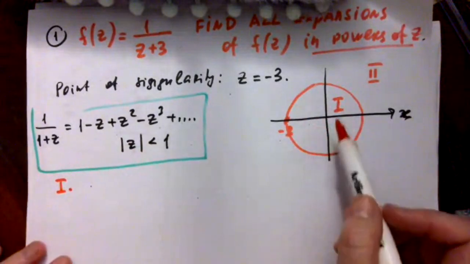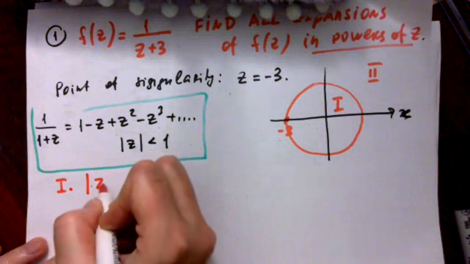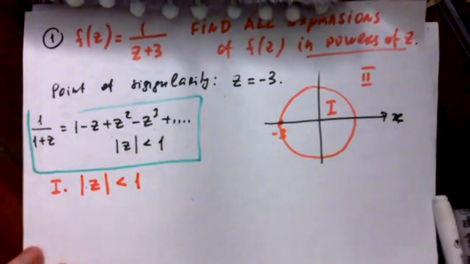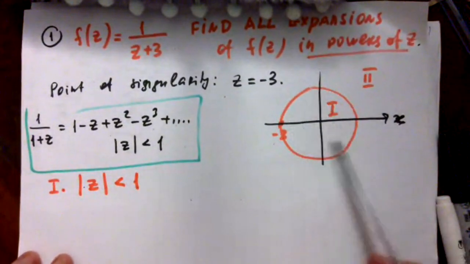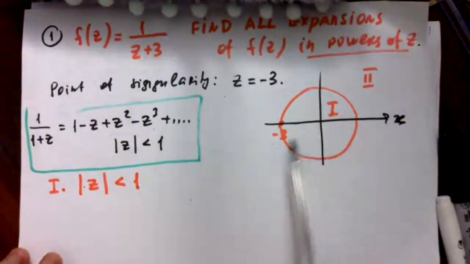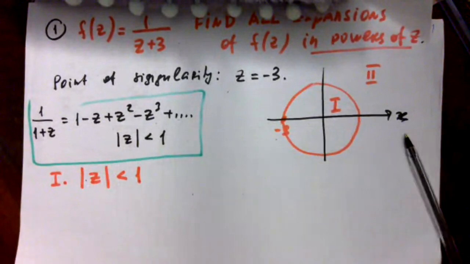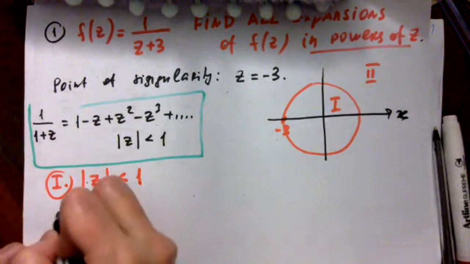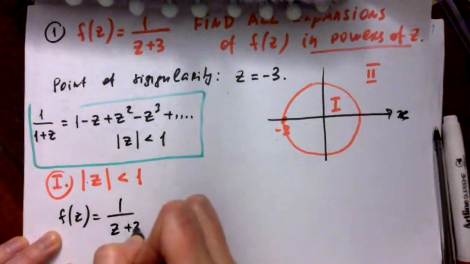So now let's imagine that we are inside this circle. We are in the first region. This region could be written as absolute value of z is less than 1. That's how you write the region which corresponds to the interior of the circle. It means that we are announcing that we are inside the first region now. Okay, so let's write our function. f(z) is equal to 1 divided by z plus 3.